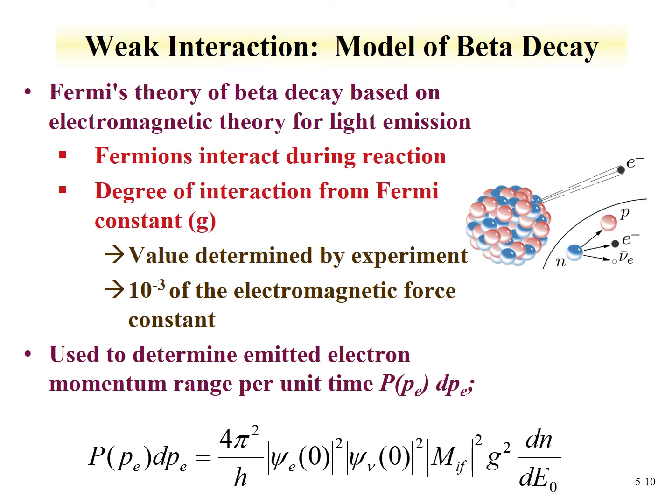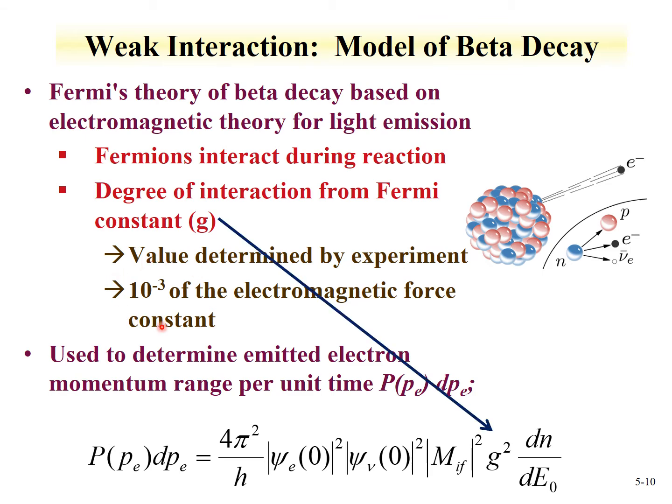Beta decay can be modeled based upon the weak force. This weak interaction is what Fermi used, and he based it upon the electromagnetic theory for light emission. Fundamentally, you have fermions interacting during the reaction. An example is shown here, a neutron going to a proton, electron, and antineutrino. This degree of interaction can be evaluated by something called the Fermi constant. This Fermi constant, G, is determined by experiment.